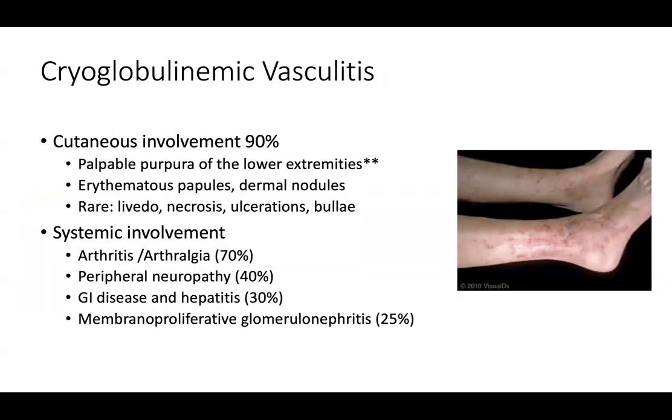90% have cutaneous involvement in types 2 and 3 cryoglobulinemia, with palpable purpura, erythematous papules, and dermal nodules. You can rarely have livedo, necrosis, ulcerations, and bullae, but definitely still a possibility. Systemic involvement includes arthritis and arthralgias, peripheral neuropathy, GI disease, and hepatitis, as well as membranoproliferative disorders.